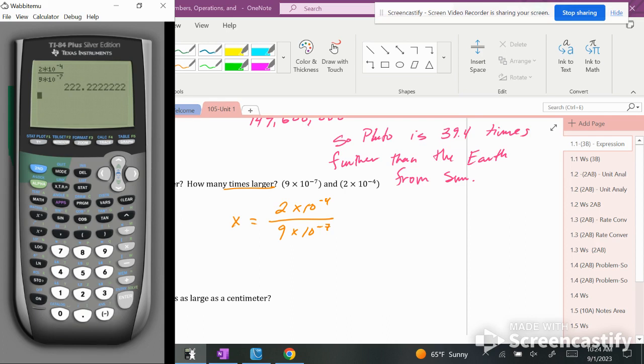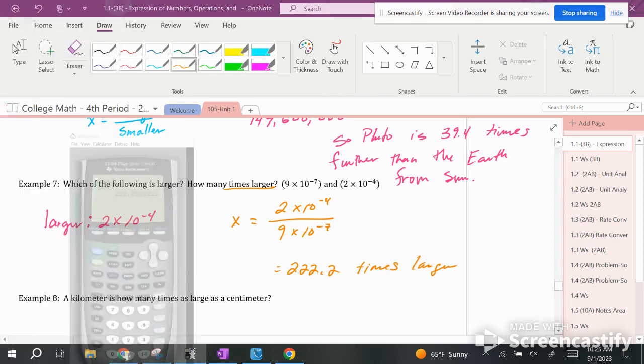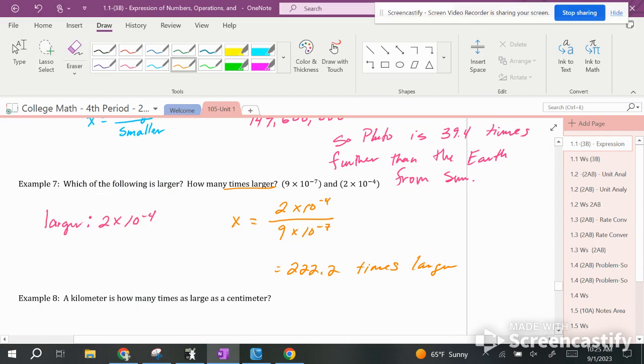Did everybody get a whole bunch of 2s? 222.2. So 222.2 times larger. Would you have guessed that without doing that? We should have made guesses first. That would have been interesting.